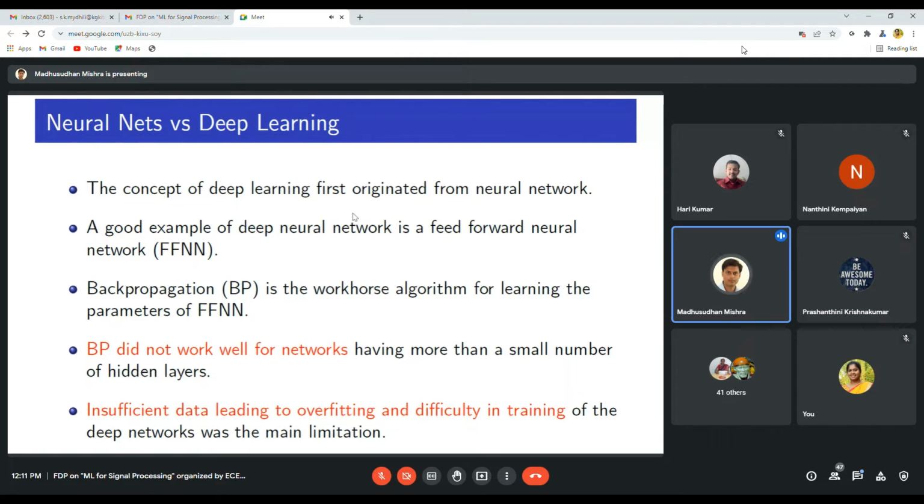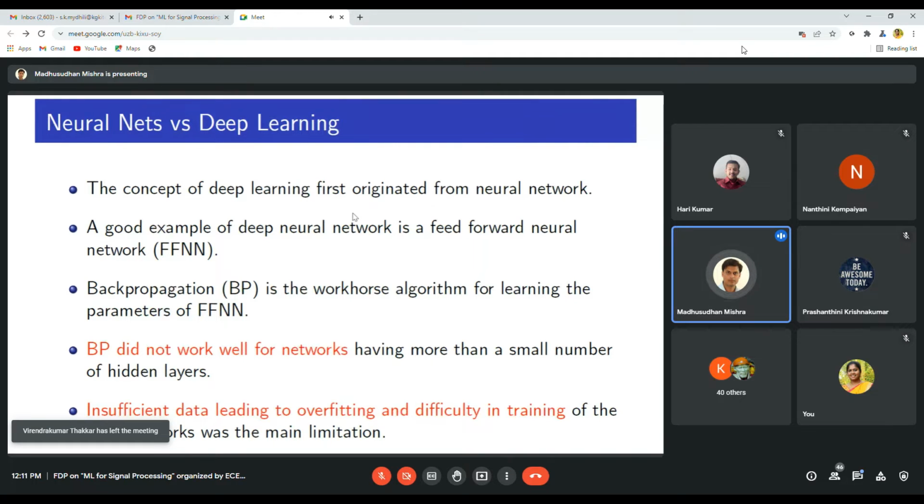Now let us compare one kind of machine learning, that is neural network, versus deep learning. This concept of deep learning first originated from the neural network itself, and a neural network is basically machine learning. A good example of a deep neural network is a feed forward neural network, known as FFNN. Back propagation is the workhorse algorithm for learning the parameters of FFNN. But back propagation didn't work well for networks having more than a small number of hidden layers.